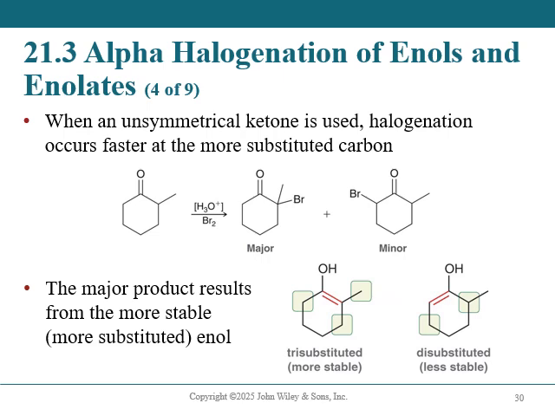Now when you have an unsymmetrical ketone, halogenation is going to happen a lot faster at the more substituted carbon. So what that means is that, just like we saw before, you're going to have two potential products because you have two sites where you have alpha carbons and alpha hydrogens. So you're going to have a halogenation here and a halogenation here. The more substituted carbon will allow for that product to be in the majority. So this is the major product, and the minor product will be the one with the least substituted carbon. The major product resolves for the more stable, as we mentioned, tri-substituted versus di-substituted.